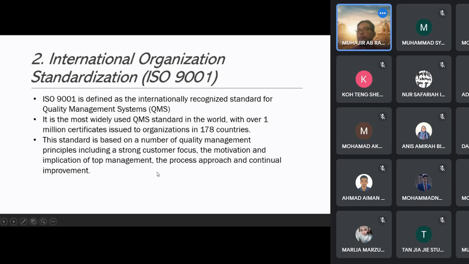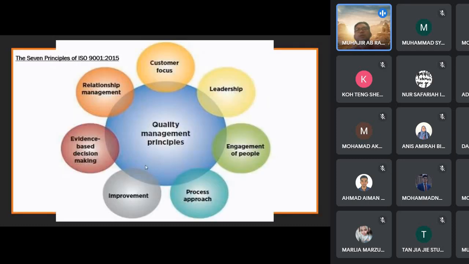So this standard is based on a number of quality management principles, including a strong customer focus, motivation, involvement of top management, the process approach, and continued improvement. So continuous improvement is always there in quality control. Okay, these are the seven principles of ISO 9001. You can see customer focus, leadership is very important, engagement of people, involvement of all the staff, process approach, improvement, evidence-based decision-making, relationship management, and so on.